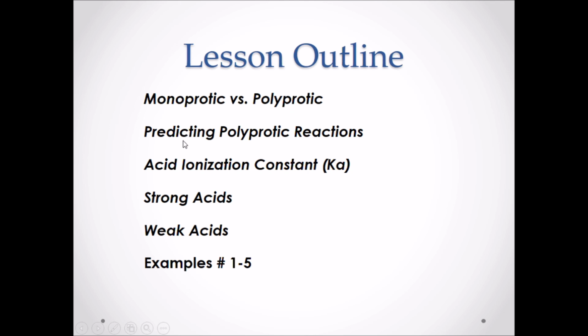We will then predict polyprotic Bronsted-Lowry reactions. We will move forward with the acid ionization constant, Ka, and then finally we will compare the theory and calculations involved with strong and weak acids. There will be 5 examples throughout the lesson.